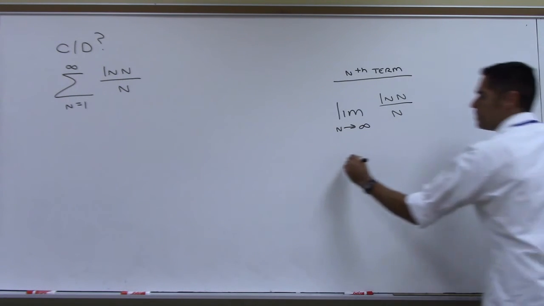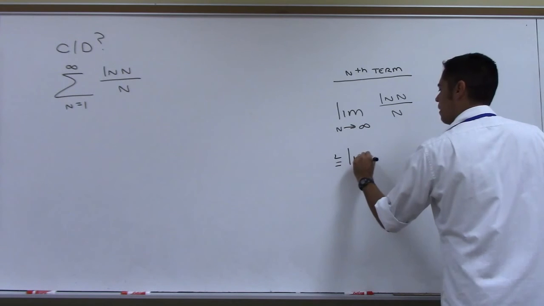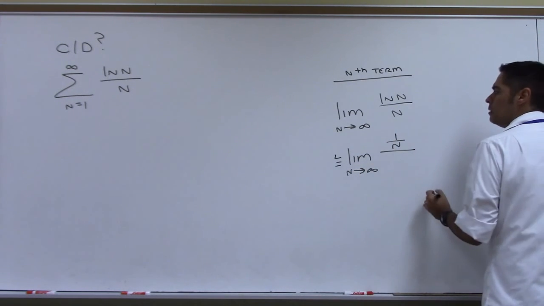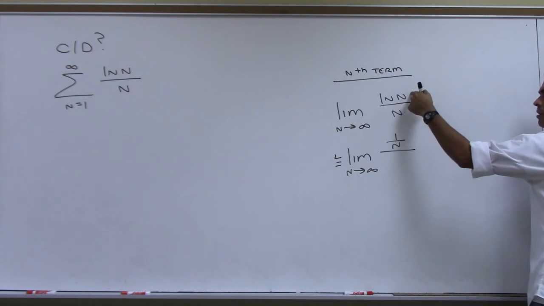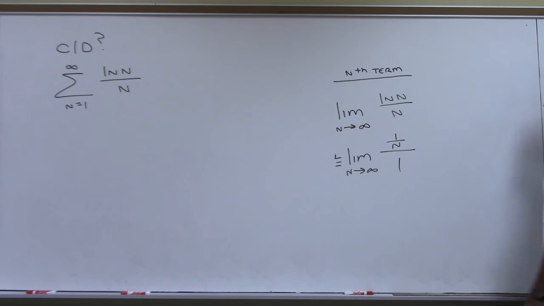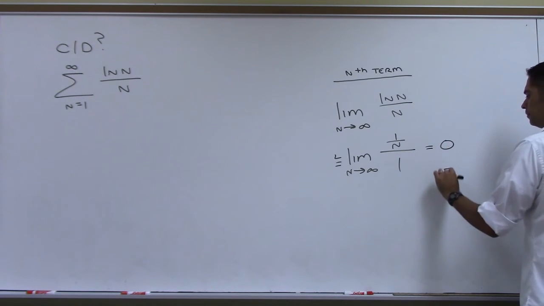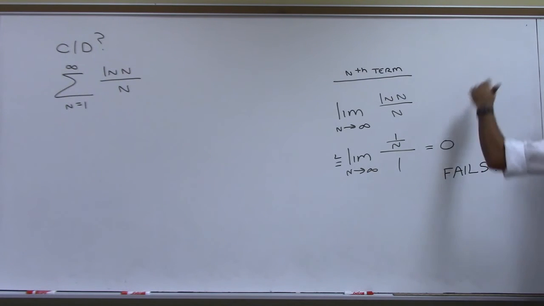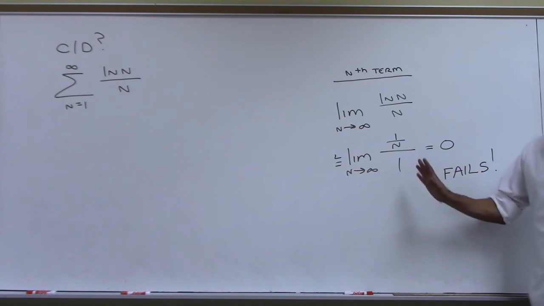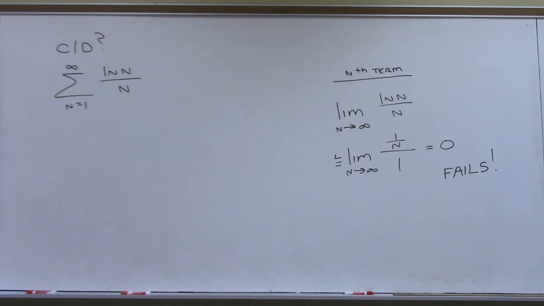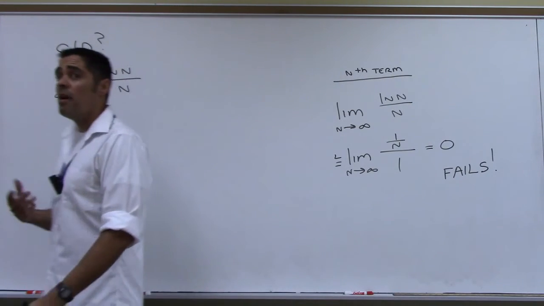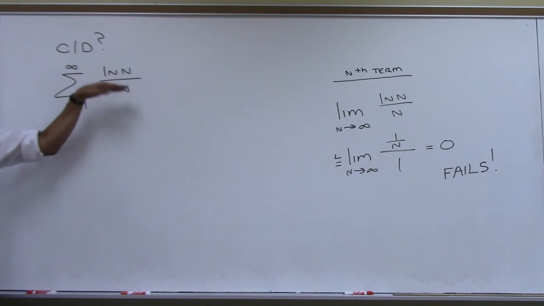One application of L'Hopital's rule: 1 over n over the derivative of natural log, 1 over n over 1. Where does that go? 0. Fail. Cross it out, whatever. So that didn't work. Okay, is it geometric? No, n's not in the exponent. Is it harmonic? No, it's not a constant over linear.